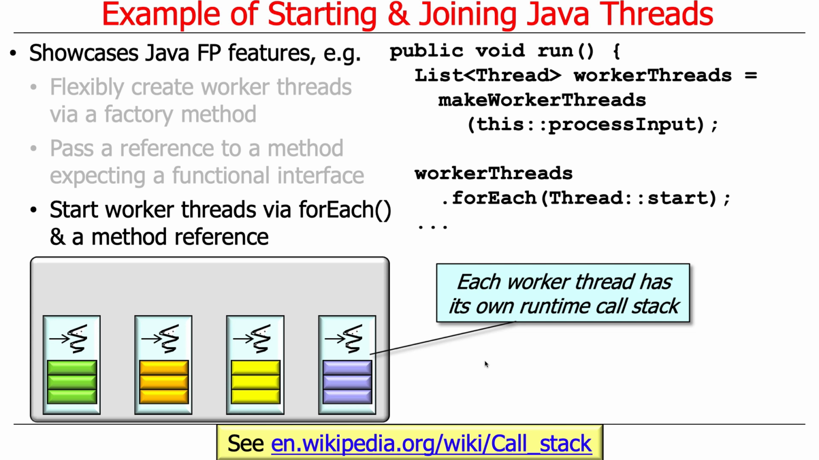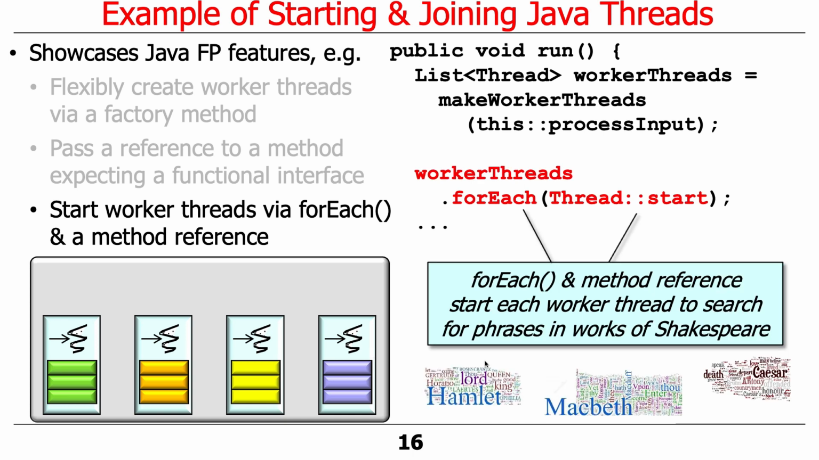All right, so that's kind of the big picture. I'm sort of visualizing what I'm about to talk about. And then here's how we do this. We get back our worker threads list from the make worker threads factory method, and then we say worker threads for each, so for each of the threads in the worker threads list, and then we say thread::start. So we pass in a method reference for each of these, and this method reference comes from the Java threads library, and what that'll do is it'll start each of the threads in the list of worker threads.